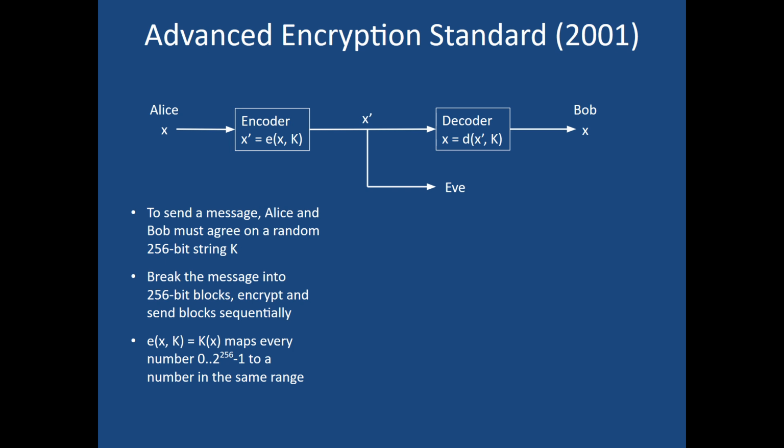So how would you attack this if you didn't know the key? What would Eve have to do to break the code? What's the obvious way?